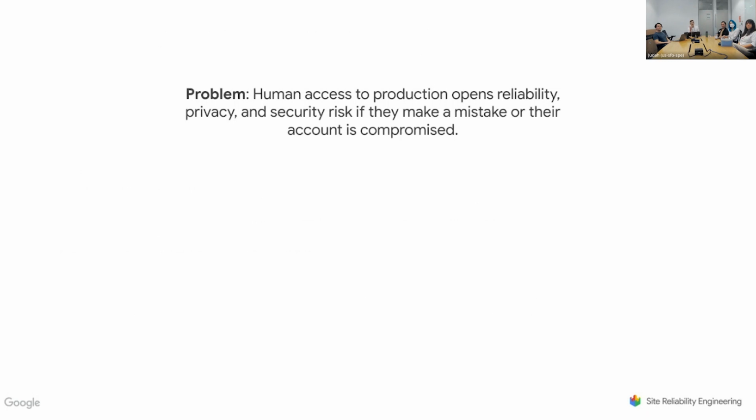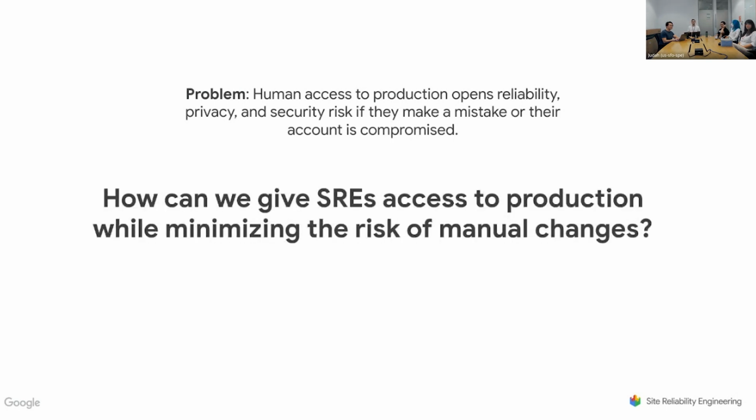So that gets to the core problem, which is human access to production opens up risks: reliability, meaning a human can make a mistake and cause an outage; privacy, so a human could see something that they shouldn't be able to; or security risk, meaning a compromised person could maliciously do something to production if their account is compromised. So how can we give these human SREs, who introduce all those risks, access to production while minimizing those risks?